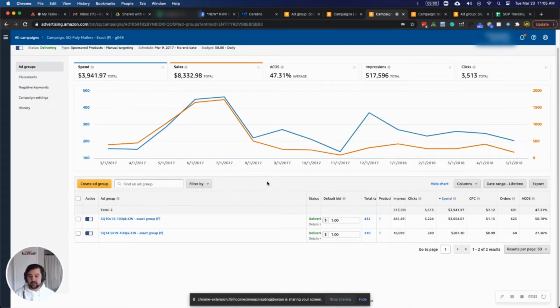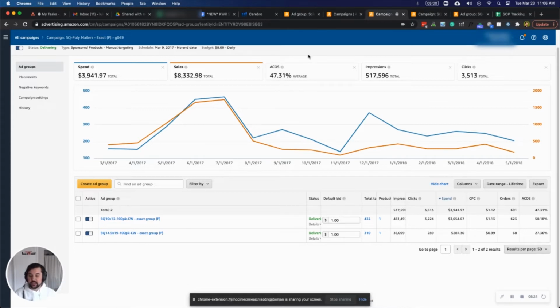And then you can take that same list to all the other campaign types. So if you have a poly mailer broad match campaign or phrase match or an automatic or a sponsored brand campaign that has keywords, add that negative phrase to each of those, because that's going to prevent you from spending unnecessarily. Save that money. You don't need to spend that money.